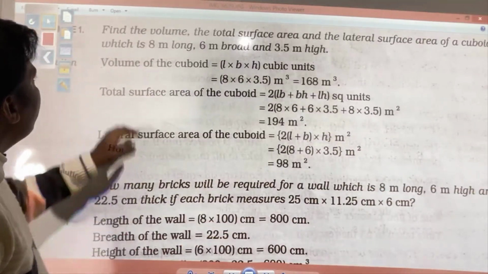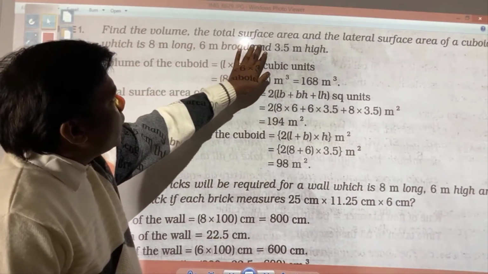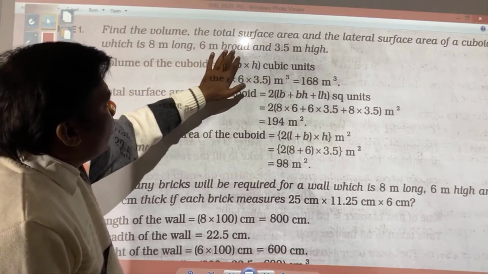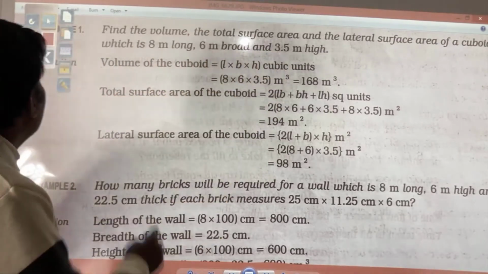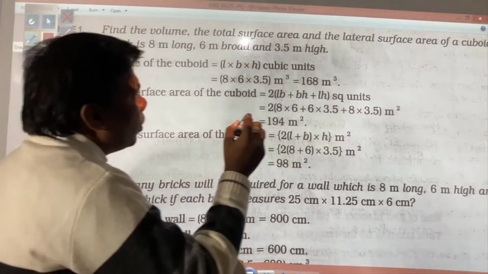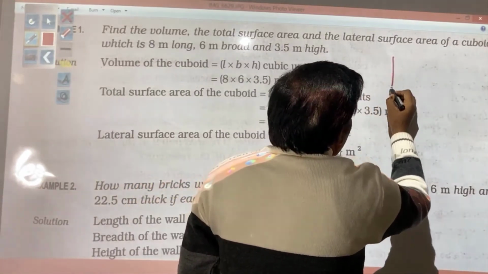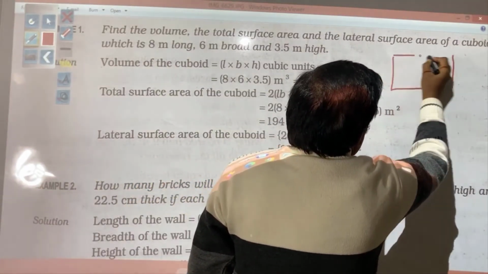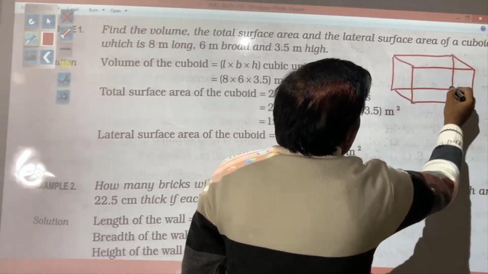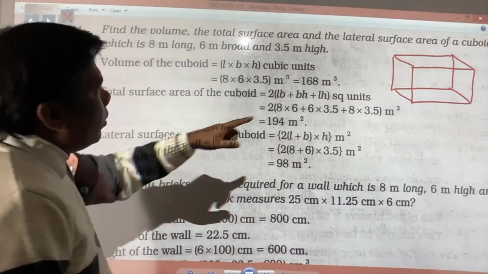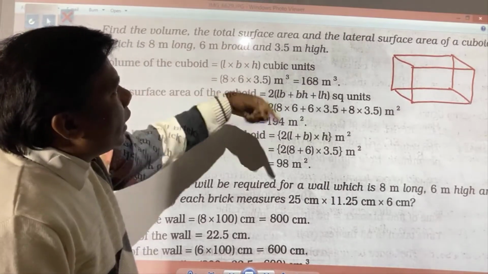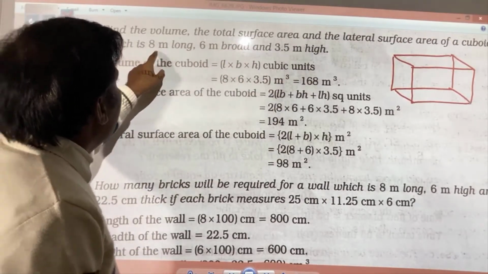First example you see: find the volume, the total surface area and the lateral surface area of a cuboid which is 8 meter long, 6 meter broad and 3.5 meter high. It is better whenever you see a question, just draw a figure so that you will understand in a better way and have a clear picture of how it could be solved.